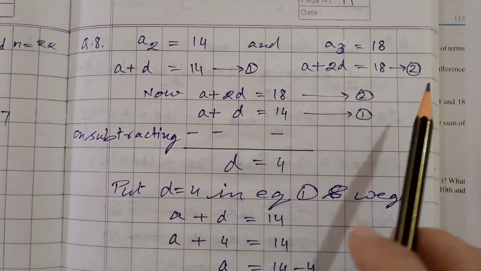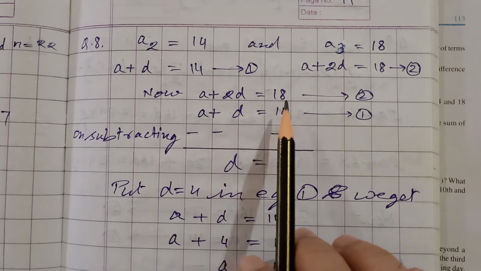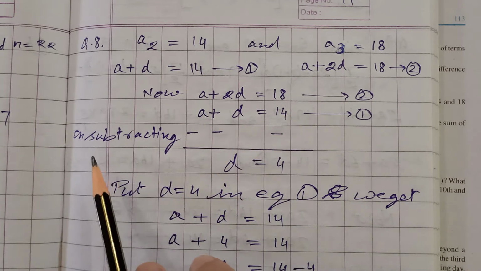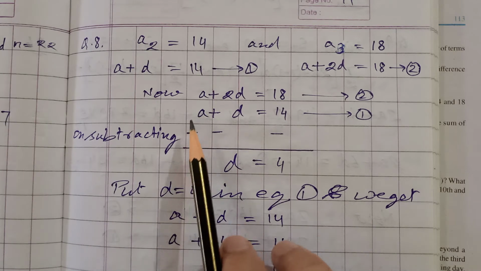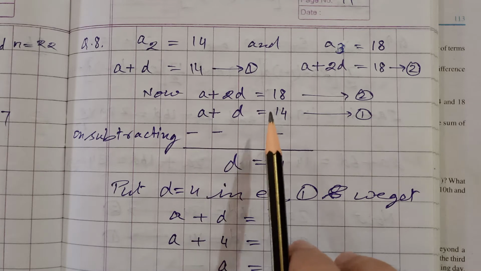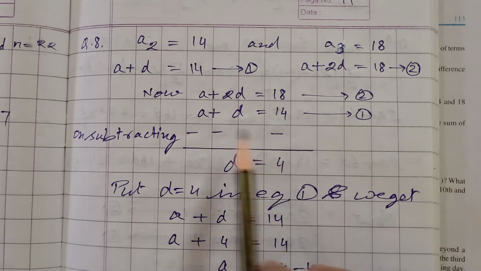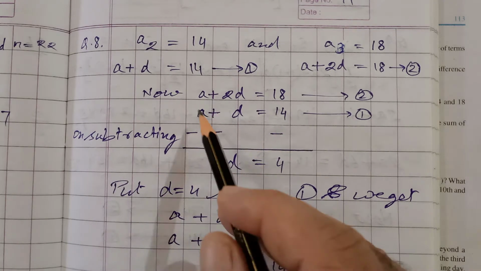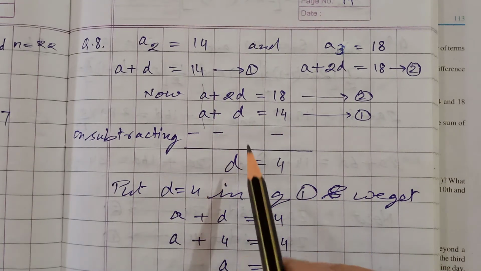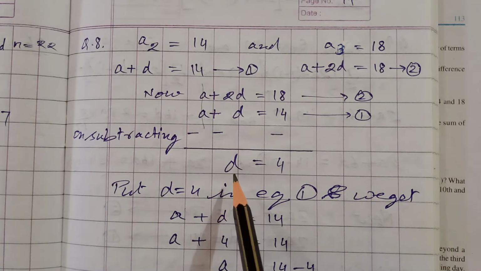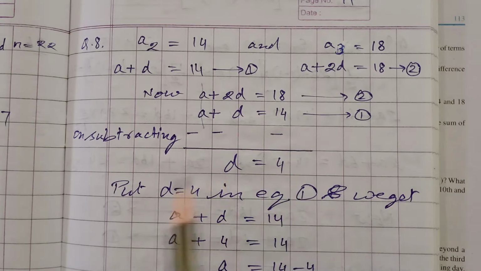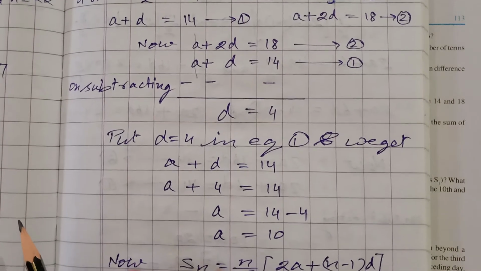Now solving equations 1 and 2. a plus 2d equals 18, a plus 1d equals 14. On subtracting, change plus a to minus a, plus d to minus d, plus 14 to minus 14. A cancels out. 2d minus 1d equals d. 18 minus 14 equals 4. d equals 4. Value of d is 4.